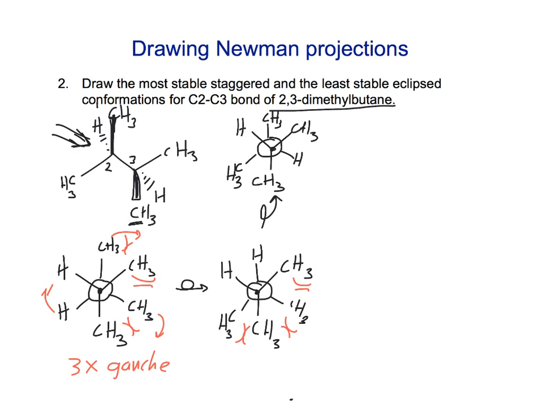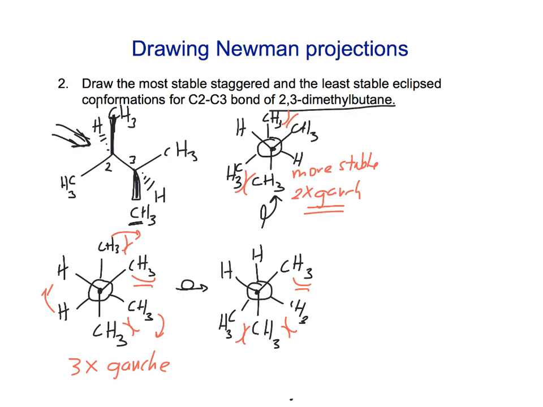And so what type of gauche interactions do we have now? Now we have a gauche interaction here and one here. We only have 2 gauche interactions. So this one is going to be more stable, lower energy, because it has less steric strain.